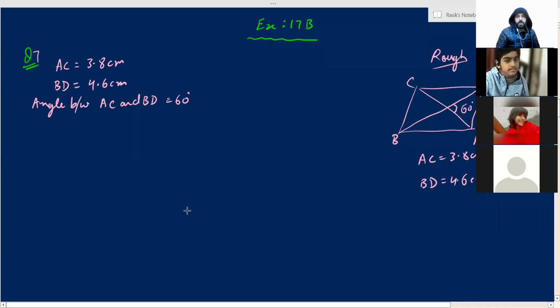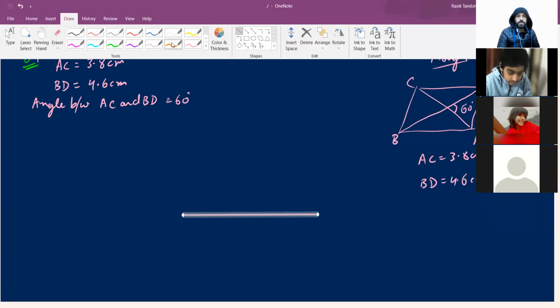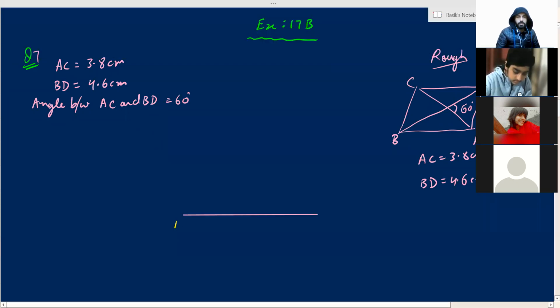First of all, draw a line segment of length 4.6. Now, what is this 4.6? It is the length of the diagonal BD. So let's name the vertices as B and D. These are the opposite vertices B and D. The length of this line segment is 4.6 centimeters. Okay.